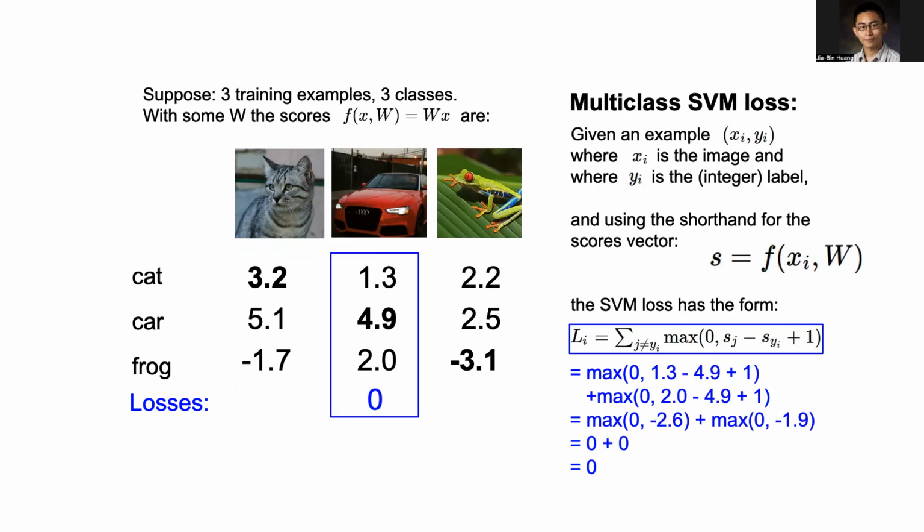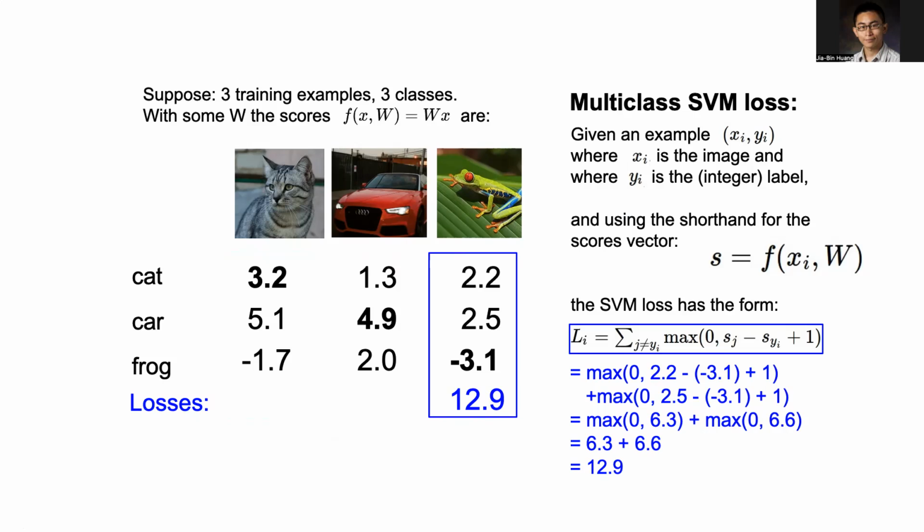So here is an example. If you do the calculation, you'll find that 4.9 is the score for the correct class, and it's already larger than the score for the incorrect class by a margin of 1. Then you are happy with this, right? You have 0 loss.